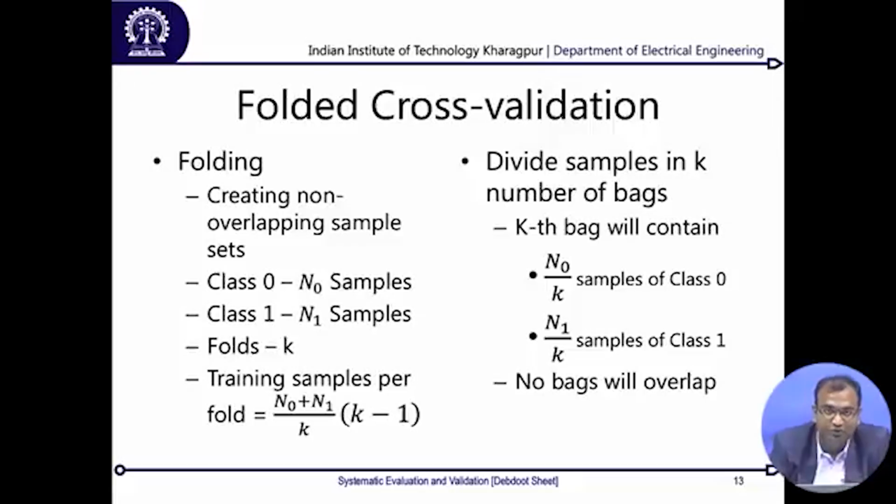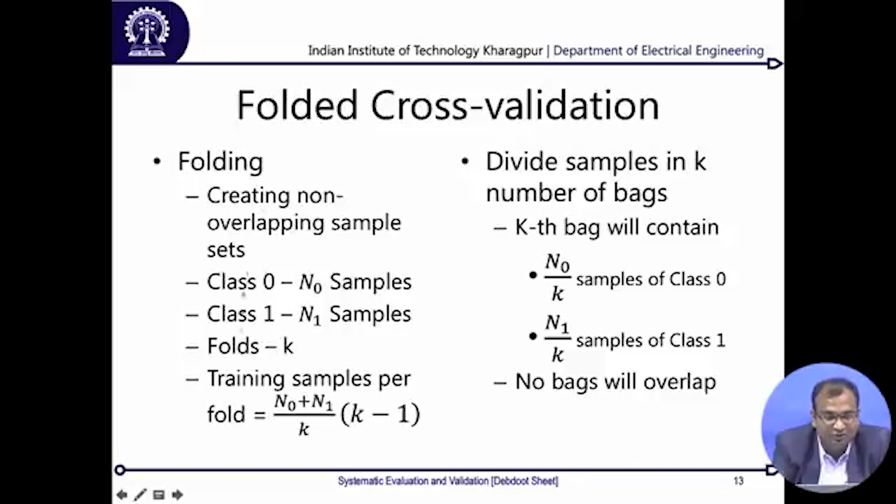Now once you know all the metrics, the last but not the least is how you are going to tell about all unknown scenarios. The best way of doing it is to do a folded cross validation. How we do this is quite simple. You are going to create non-overlapping sample sets.